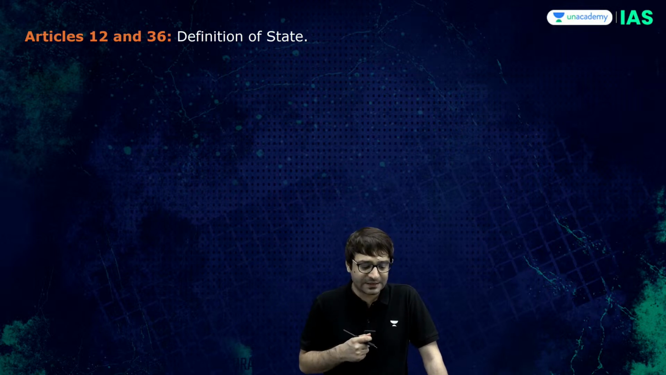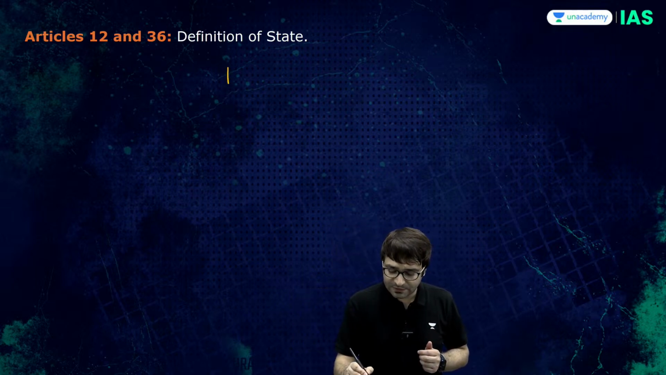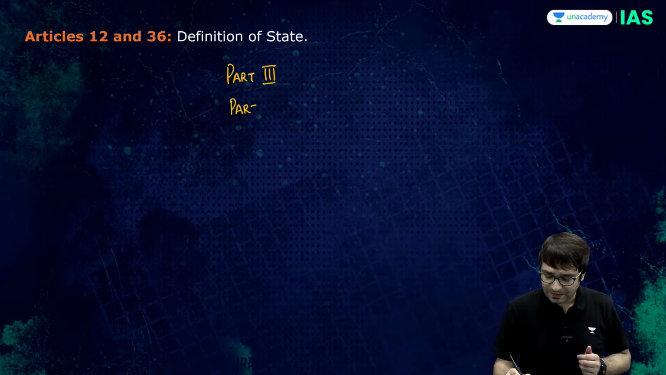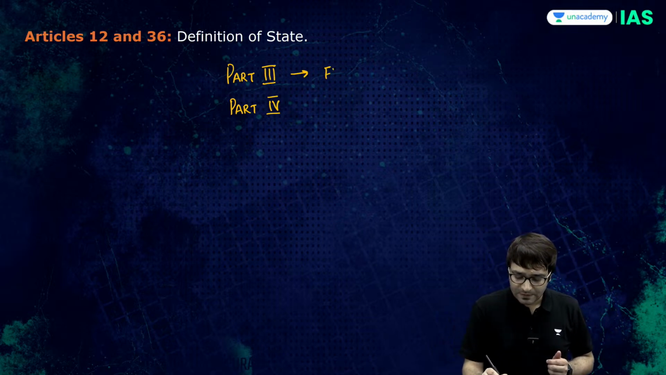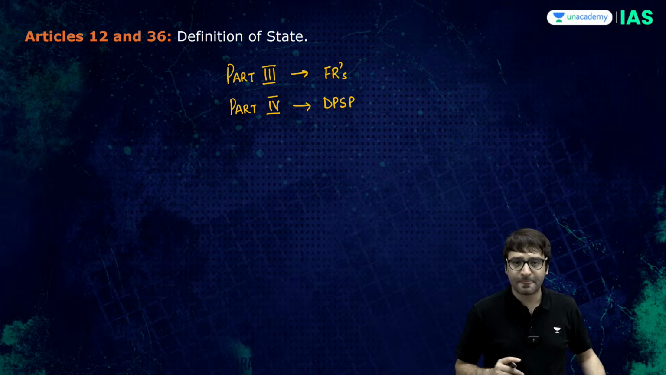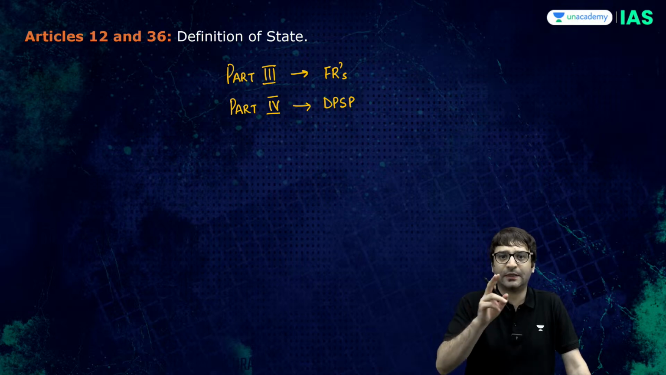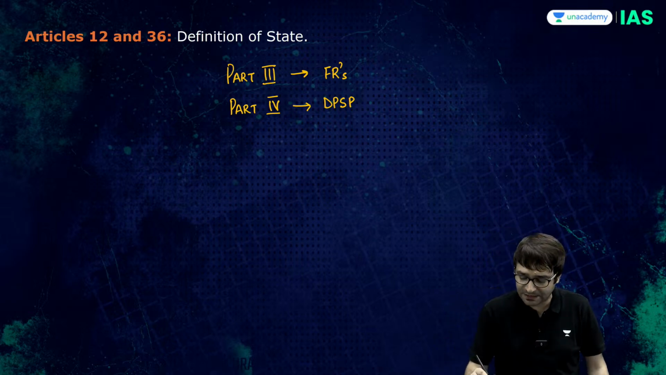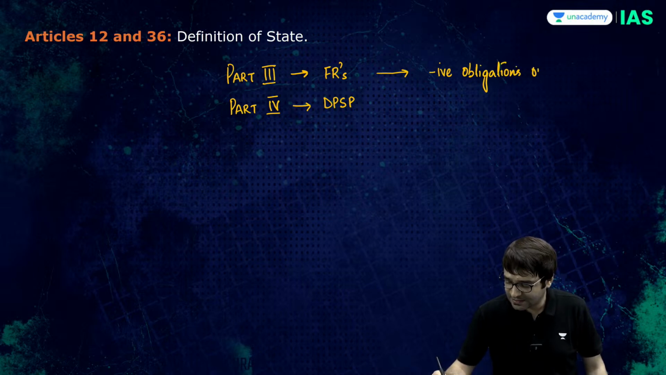Vijay has predicted something. Article 12 and 36. Part 3 of the Constitution talks about fundamental rights. Part 4 of the Constitution talks about directive principles of state policy. Now, in both these parts there is a mention of the state. The state shall not deprive an individual of his right to life and personal liberty. The state shall not do this, the state shall not do that. So these fundamental rights are basically negative obligations on the state.